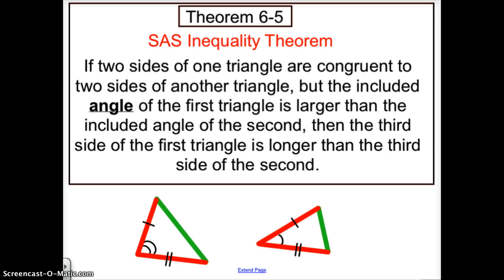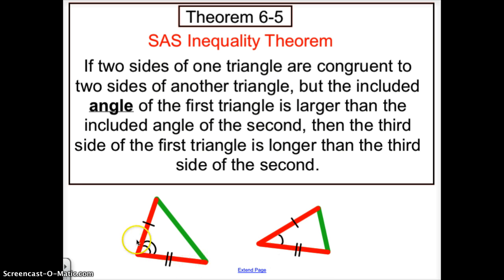The first theorem is the side angle side inequality theorem. It states if two sides of one triangle are congruent to two sides of another triangle, but the included angle of the first triangle is larger than the included angle of the second, then the third side of the first triangle is longer than the third side of the second.